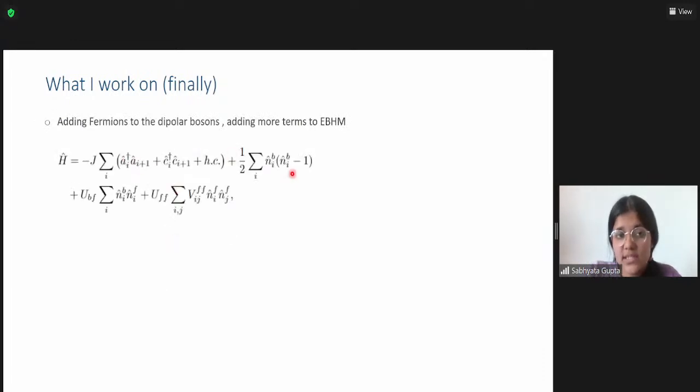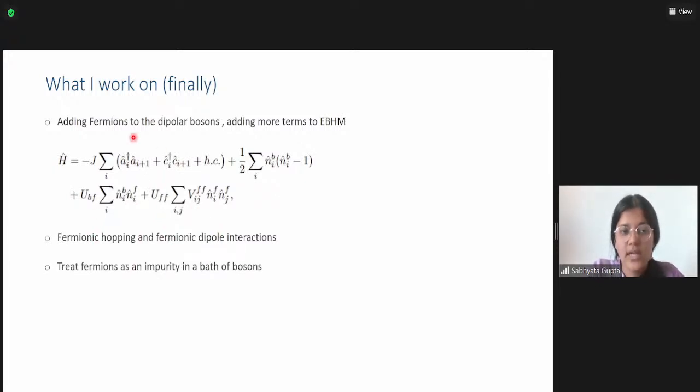As we saw in the extended Bose-Hubbard model, in my work I study what happens to the quantum many-body system if we add fermions one by one to the extended Bose-Hubbard model, where the bosons are already interacting via dipolar interactions. We include the terms of fermionic hopping and fermionic dipole interactions as well. In this, we treat fermions as an impurity in a bath of bosons.